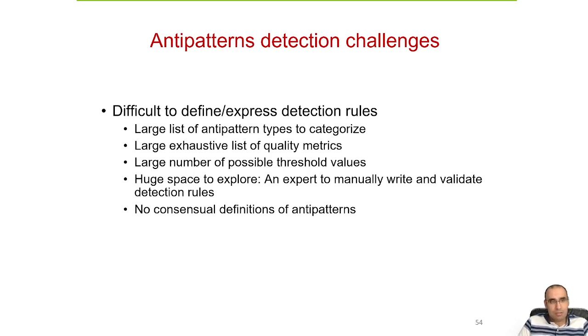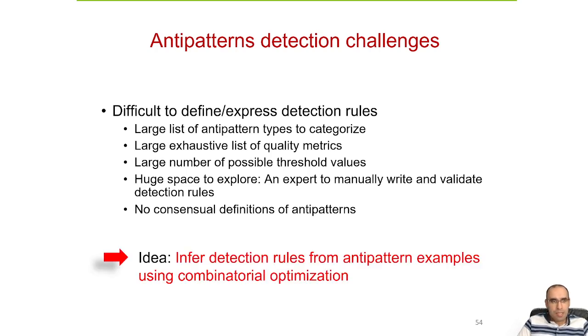There is also a large, exhaustive list of quality metrics that we need to look at in order to characterize each of these anti-patterns. And for each quality metric, there is a large number of possible threshold values to be associated with. So here we observe that there is a huge search space to explore, and we need an expert to manually write and validate these detection rules. To make the situation harder, there are no consensual definitions of anti-patterns, so we can find divergent decisions about each type of anti-pattern in practice.